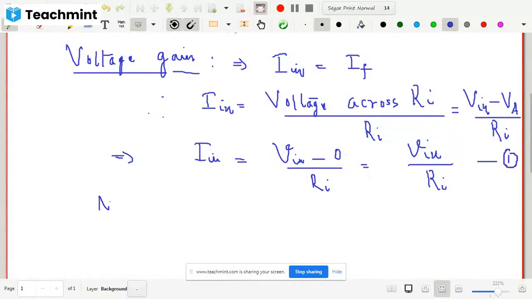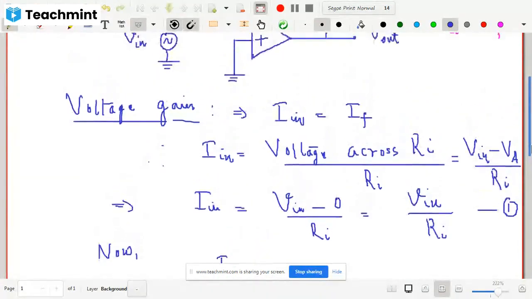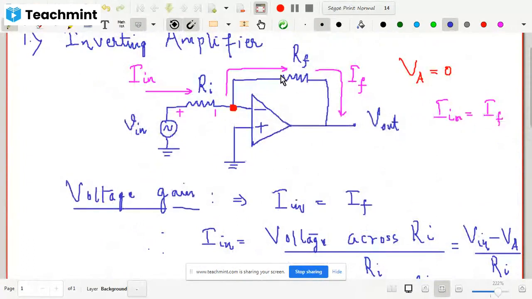So now, what would be I_F, the current I_F? Let us go back to the circuit and see I_F. If you want to calculate this I_F, you need to find out the drop across this one. Since the current is flowing in this way, you can find the drop across this by taking this potential minus the output potential.